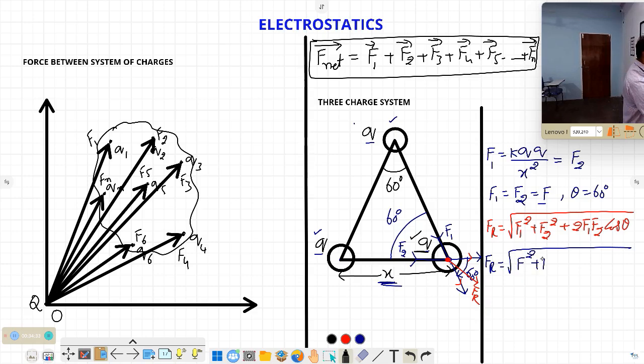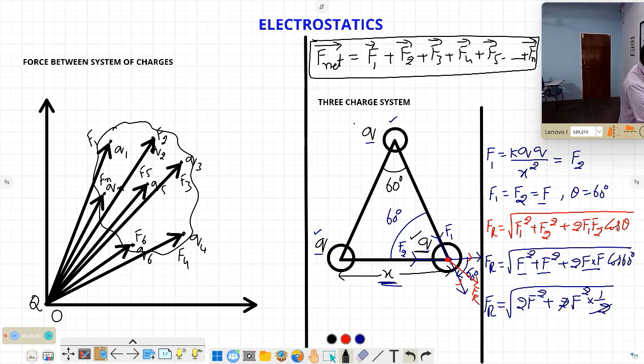This is also F square plus 2 into F into cos 60 degrees, because the angle between the two forces is 60. Now if you solve this one, what are you going to get? The resultant force acting on the third charge is Fr is equal to F square plus F square, that is nothing but 2 F square, plus 2 into F into F is F square into cos 60, which is nothing but 1 by 2.